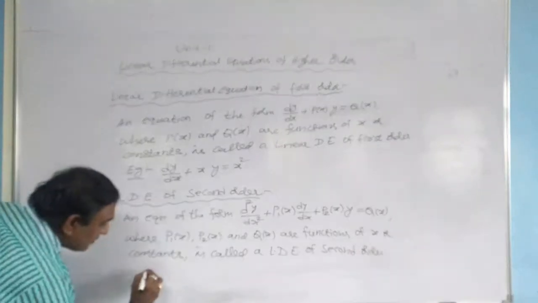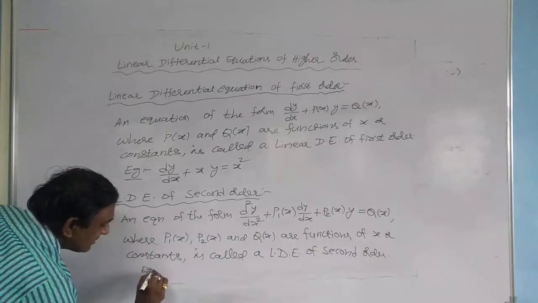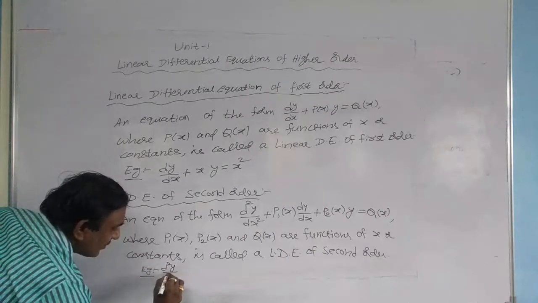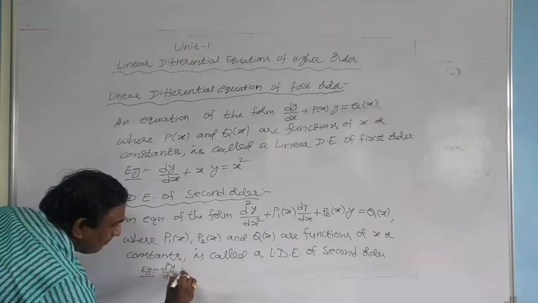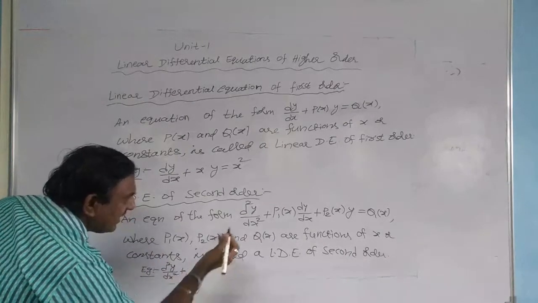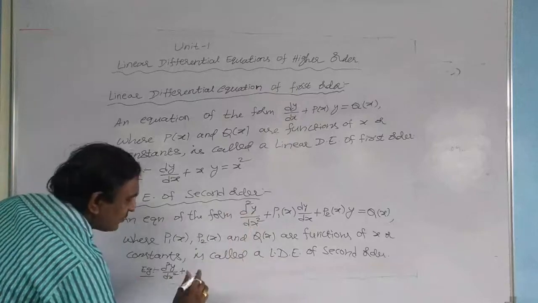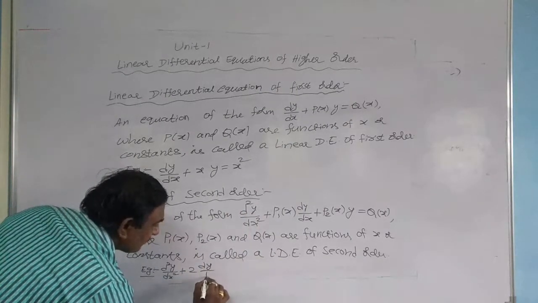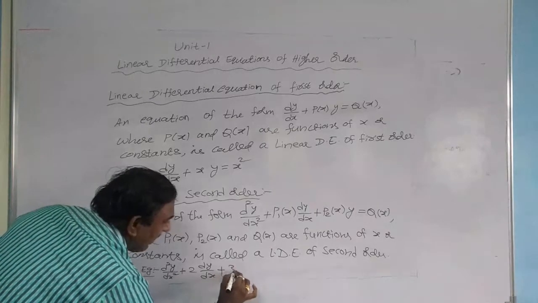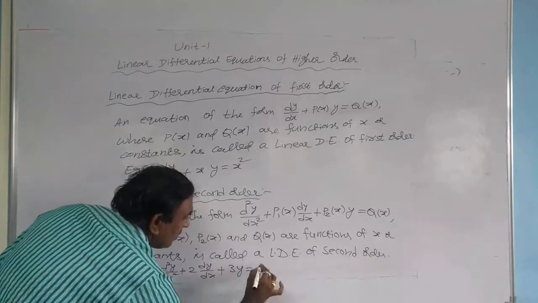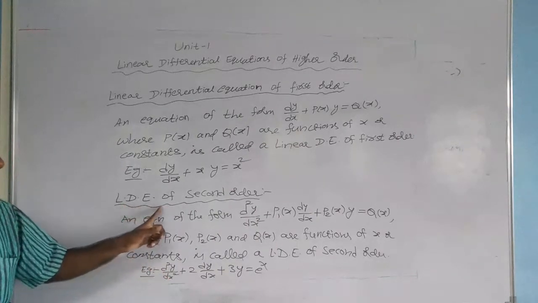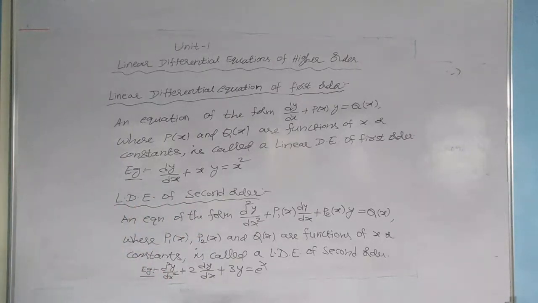Now what is an example? The example here is d square y by dx square plus, we can take any constant or function of x, I am writing 2 into dy by dx plus 3y is equal to e power x. This is an example of a linear differential equation of second order.